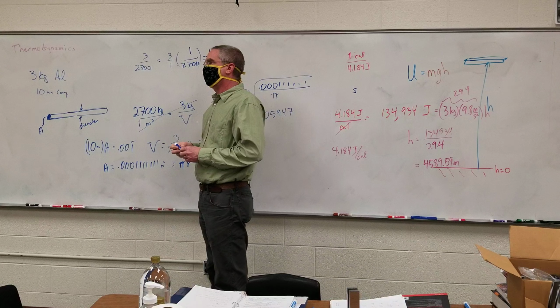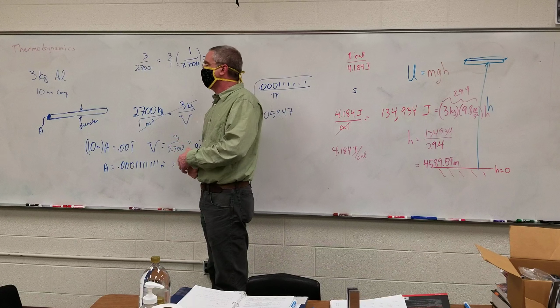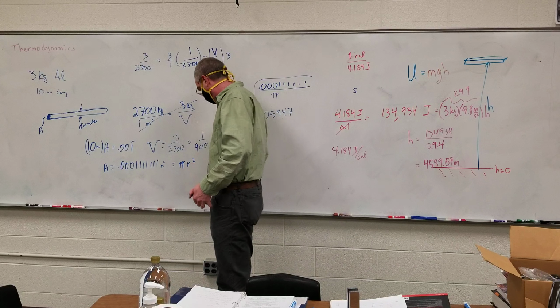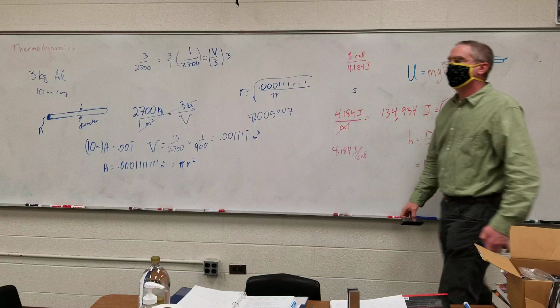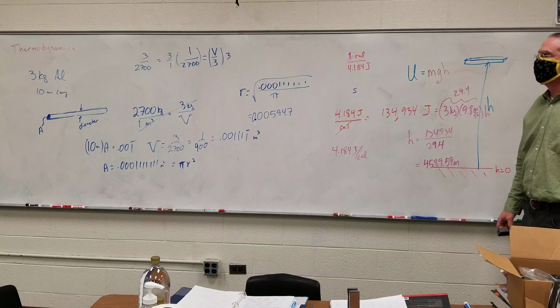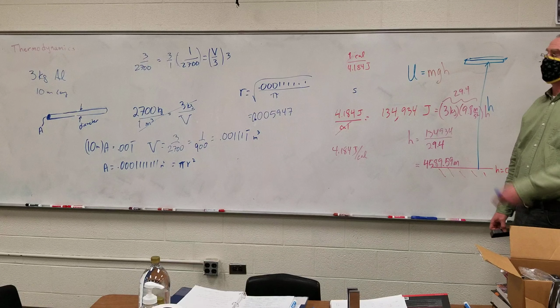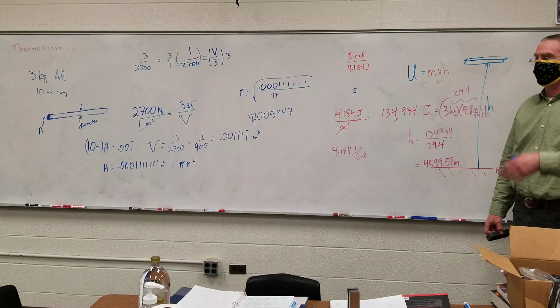I think you're smart, Mr. That's what we do. Yeah, and then you can skip the 1 over 900 and just do the, okay, I got it. 3 over 2700 is also equally valid.